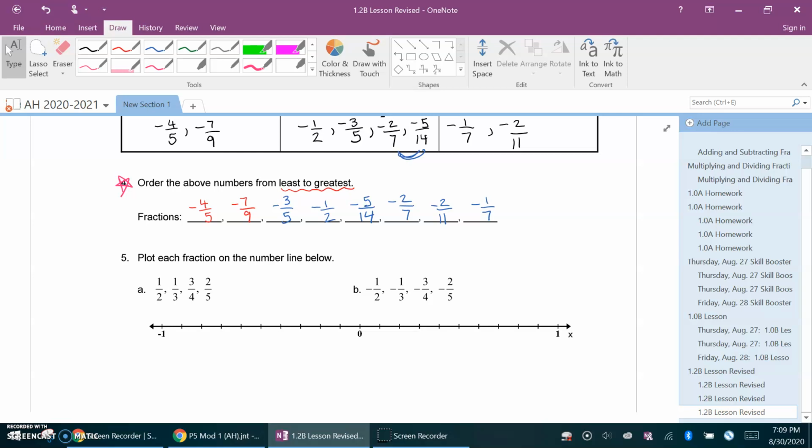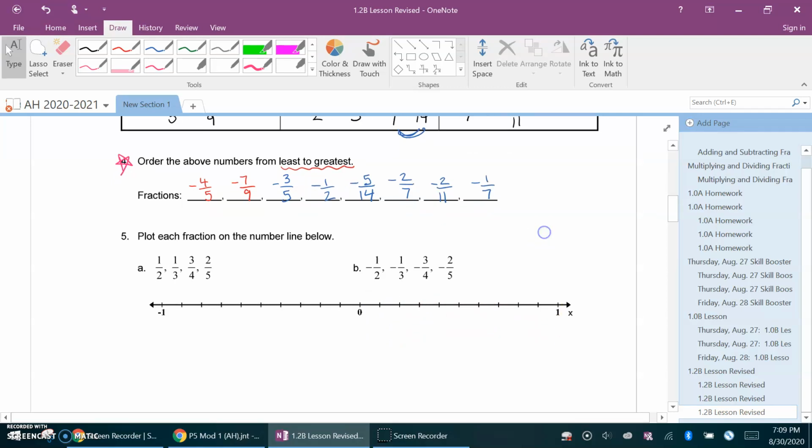Number 5 says to plot each fraction on the number line below. So we've got to figure out what's going on with all of these numbers in here. We've got 1, 2, 3, 4, 5, 6, 7, 8, 9, 10, so that means everything here are tenths. So we have 1/10, 2/10, 3/10. Now I'm intentionally not reducing them on the number line, and that's just so you can see the pattern of what's happening.